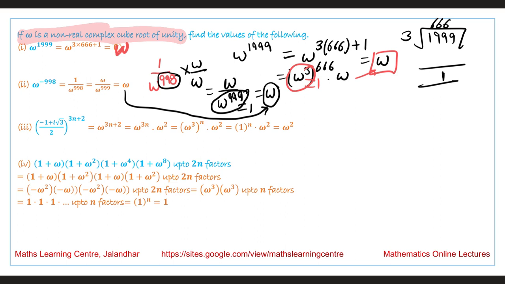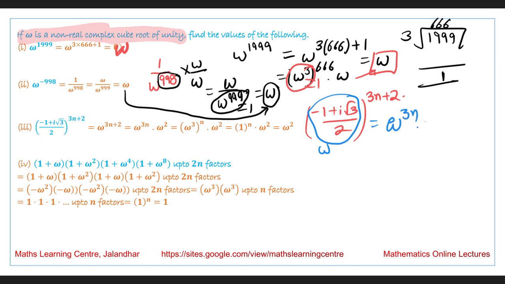Next is (minus 1 plus iota root 3) by 2, raised to the power 3n plus 2. Look at this value carefully. This is the value for omega. So we are being asked omega raised to the power 3n into omega square. Omega raised to the power 3n is 1, because the power is a multiple of 3. So the answer we are getting is omega square.